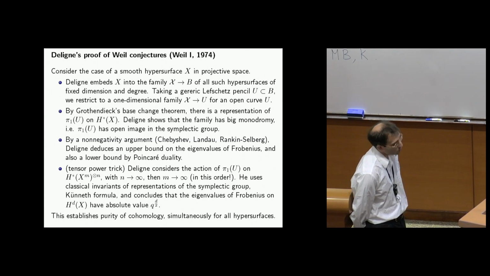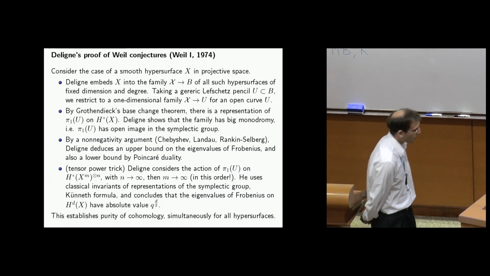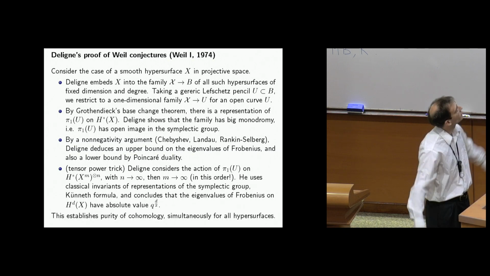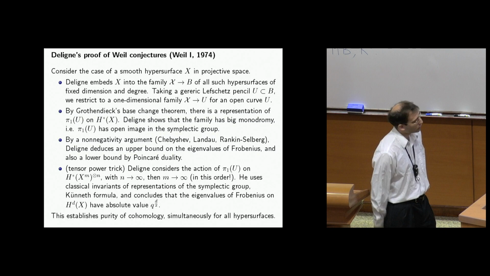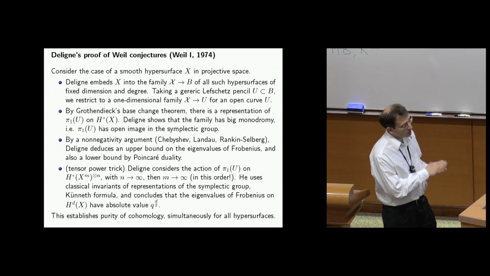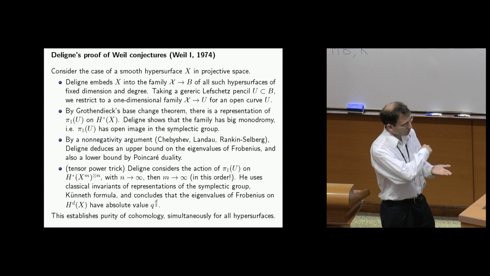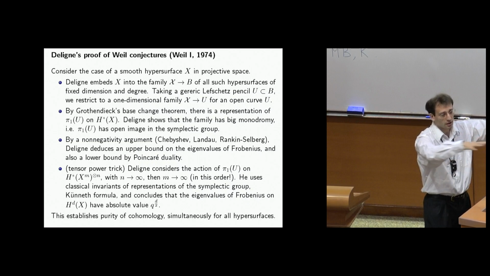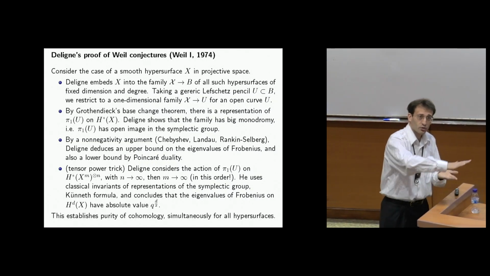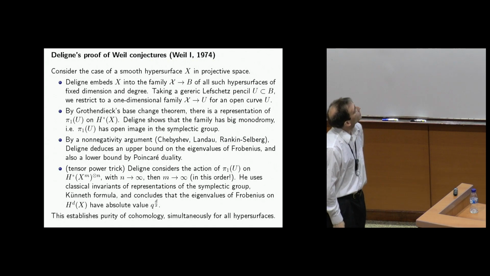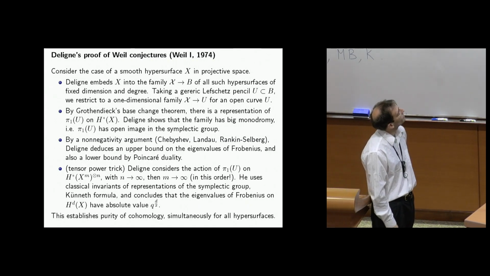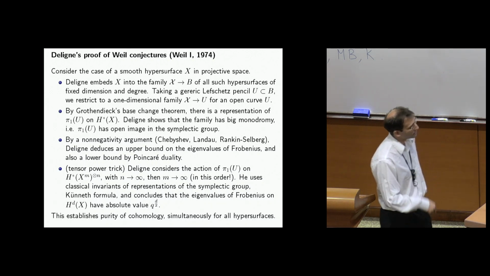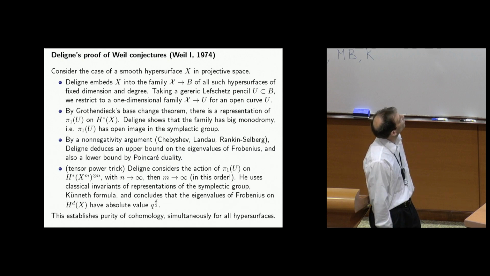So start from a projective hypersurface. First step is to deform X into a family of hypersurfaces, maybe take all of them. Next, it's not absolutely necessary, but it's reassuring to restrict to a Lefschetz pencil to have a one-dimensional deformation, because then you have only a one-dimensional deformation of the variety. Then there is Grothendieck base change, which tells you several things, but in particular that there is an action of monodromy on homology.